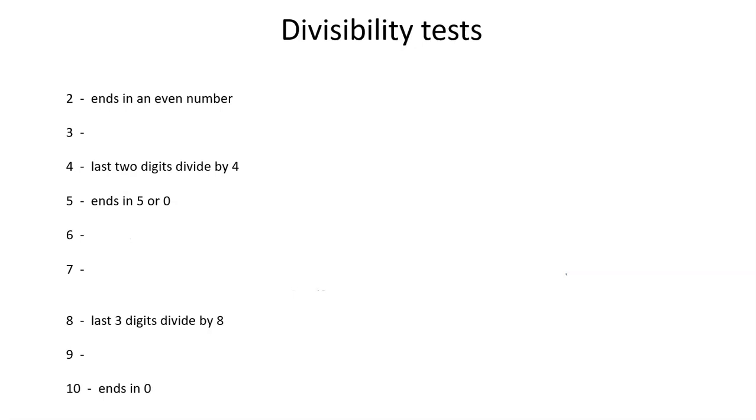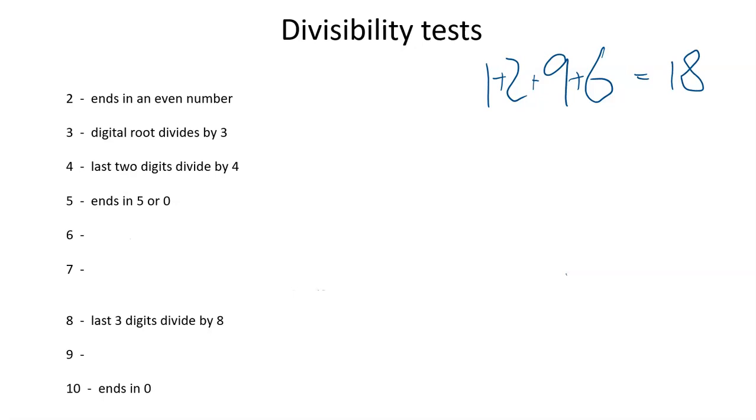Okay, so 3 is probably the next one, and for this one it's the digital root. Does that divide by 3? So let's go back to our 1296. A digital root is where you add the digits together. So 1 plus 2 is 3, plus 9 is 12, plus 6 is 18. And if you're not sure whether that divides by 3 because you don't know the 3 times table very well, you can just do the digital root again. 1 plus 8 is 9, and hopefully you can see that 3, 6, 9, it is in the 3 times table, so yes, this one does divide by 3.